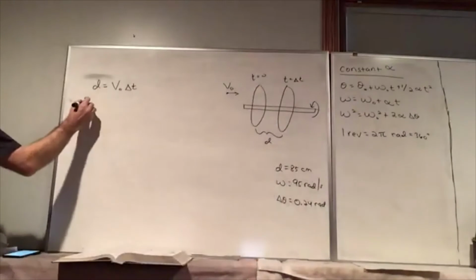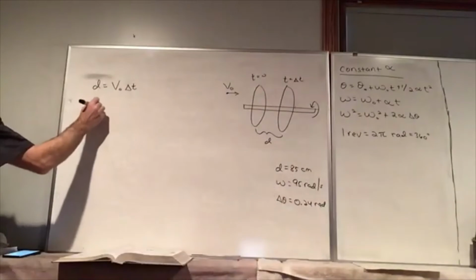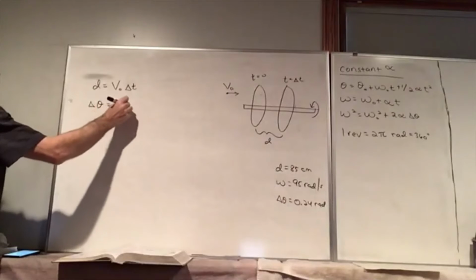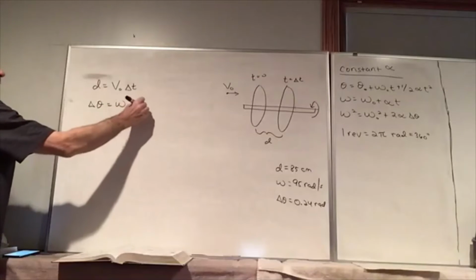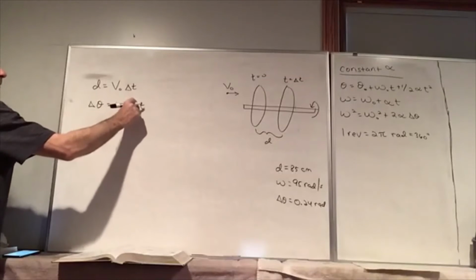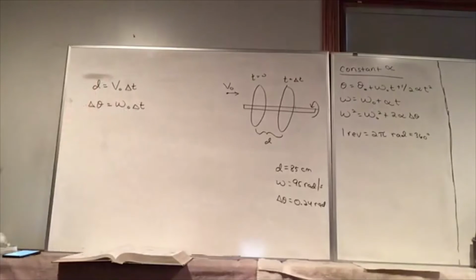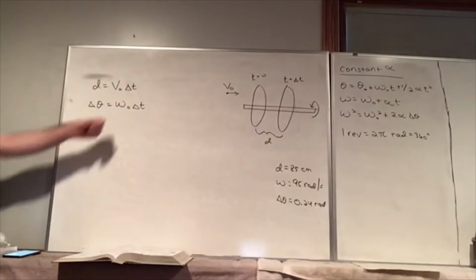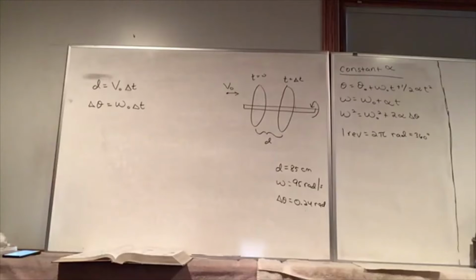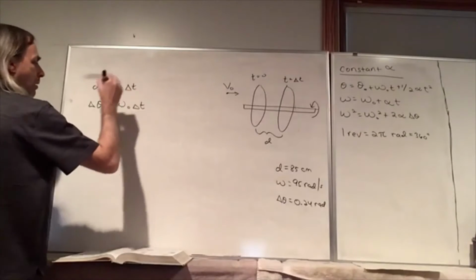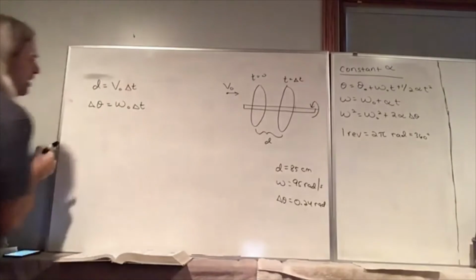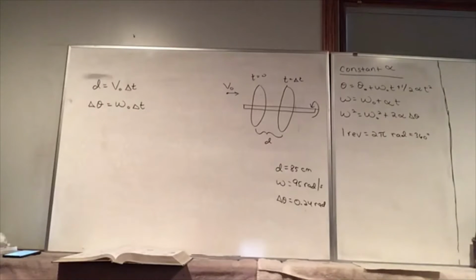So we have delta theta is omega naught delta t. You can also look at that just directly from the definition of omega, delta theta over delta t. And so we just have to put this stuff together to get velocity. So one way we could do this, let's actually just divide the two equations.